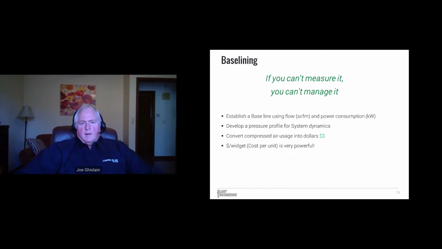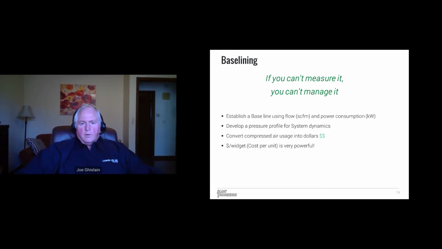And the big thing, again, baselining, you've heard this, I'm sure, a lot. If you can't measure it, you can't manage it. You really need to establish a baseline. You have to know where you start to know where you're going and where you're going to end. Develop a pressure profile to see how the dynamics of the system is.